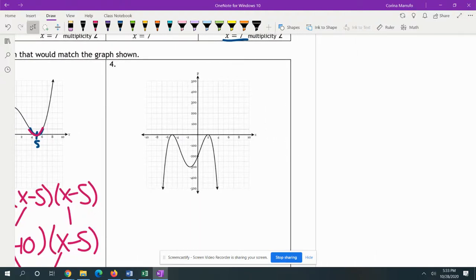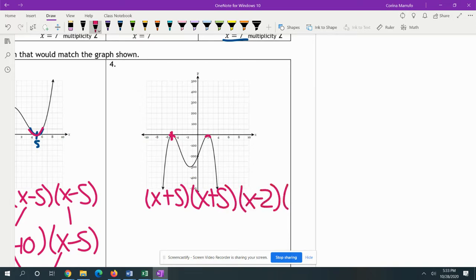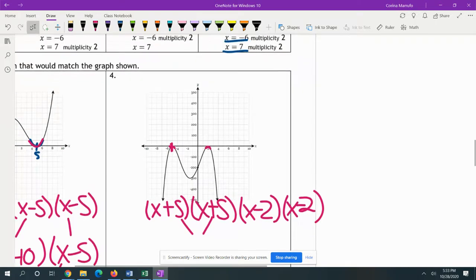This is the last one. So here we are going to notice that we're going to have a multiplicity of 2 right here and a multiplicity of 2 right here because our graph touches but it doesn't cross. So at this number, this is negative 5, I believe. So it's going to be x plus 5 is a factor 2 times. Okay, on this one, that means that x minus 2 is a factor 2 times because it has a multiplicity of 2. Okay, so we're going to go ahead and multiply the x plus 5s.